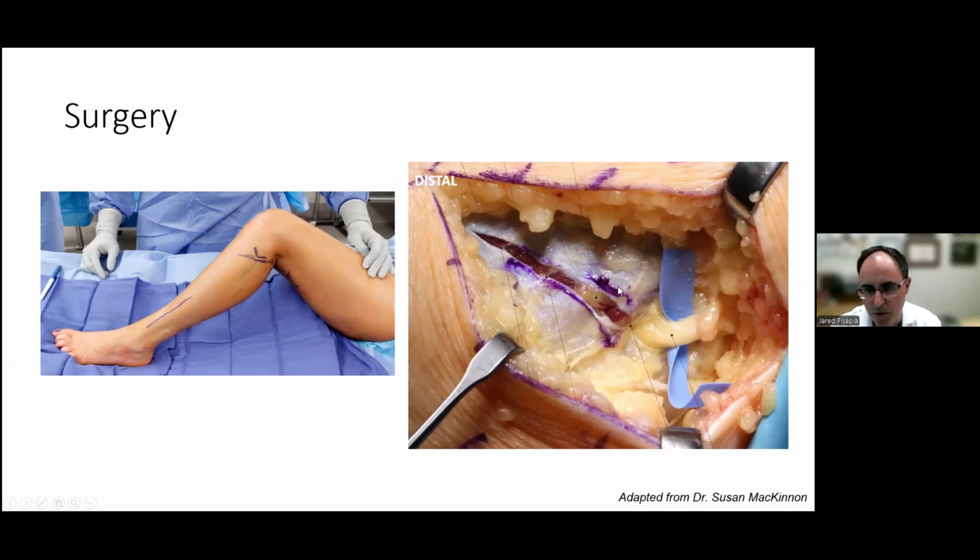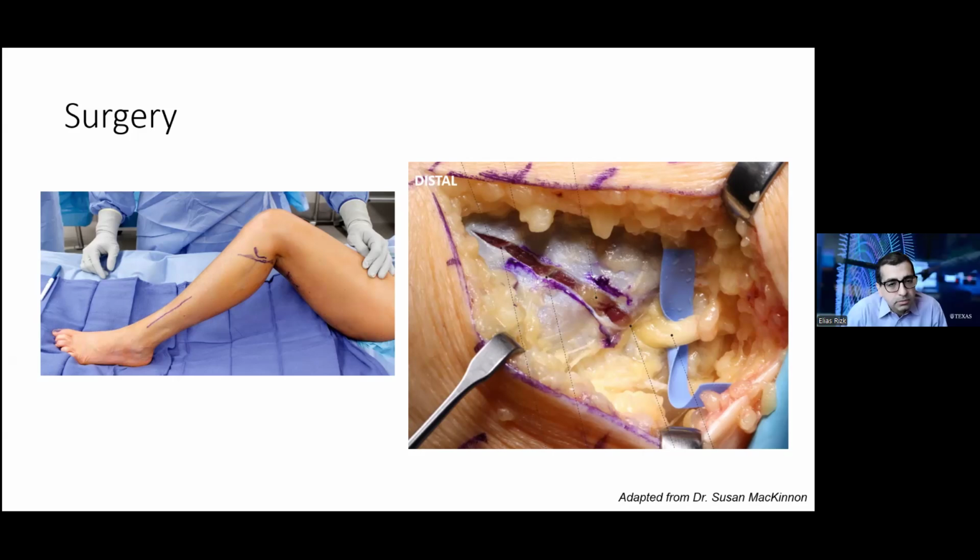I then typically will close the subcutaneous tissue, close the skin. I put a bulky dressing with gauze, a Curlex, and then an ACE wrap. And I allow patients to bear weight after the surgery. They'll usually go home the same day. I just ask them to modify their activity for 2 weeks to give time for the incision to heal.